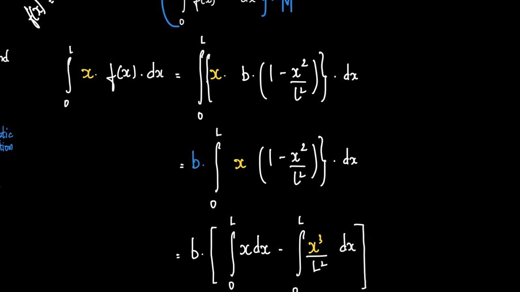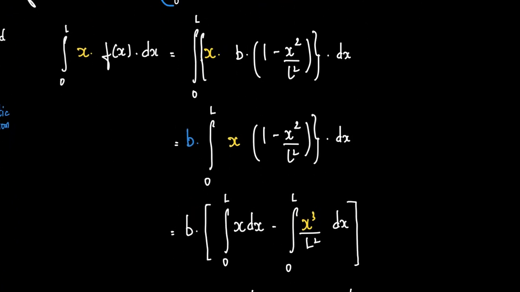Which is integral 0 to L x f of x. It's a very straightforward integration actually. What is f of x? It is b into 1 minus x square by L square. So when you have x into b into 1 minus x square by L square, okay, before we go into the integration, some of us may have a doubt regarding the limit 0 to L.